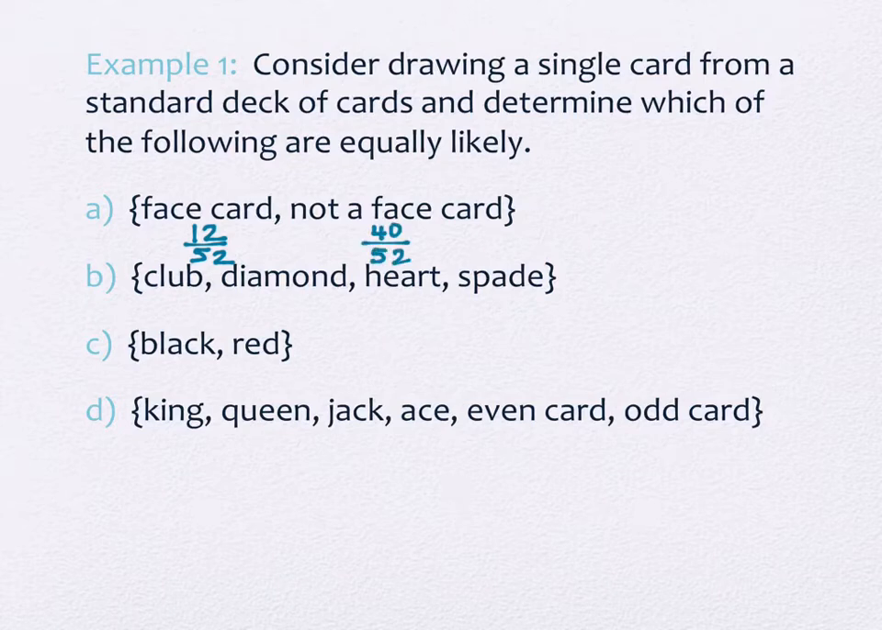Yeah, you just subtracted. So there's 52 cards. If I take out 12, then there's 40 left. So the probability of pulling out a face card is 12 out of 52. The probability of pulling out not a face card is 40 out of 52. Are these equally or not equally likely events? They're not equally likely. So that's the answer to the question.